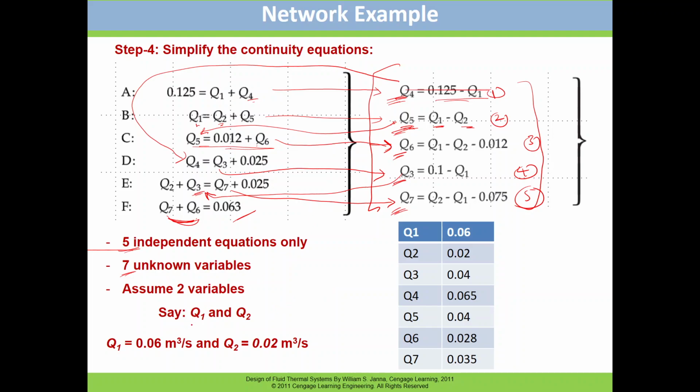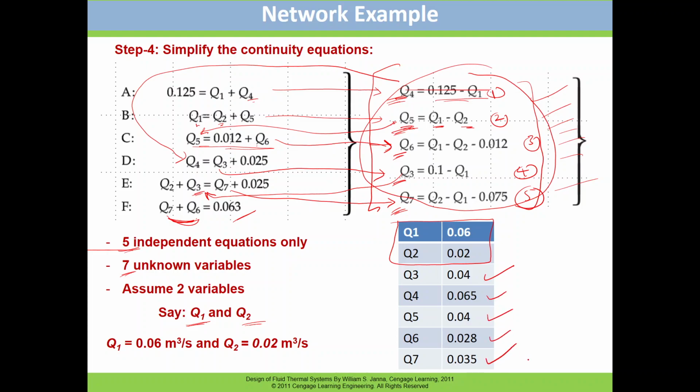One simplification is that you can use some reasonable values for Q1 and Q2, and then substitute Q1 and Q2 in these equations to find all the others. Q1 and Q2 are the two that you assumed, and substituting back into this set of equations, you can find Q3, Q4, Q5, Q6, and Q7. This way you know all of the values of Q.